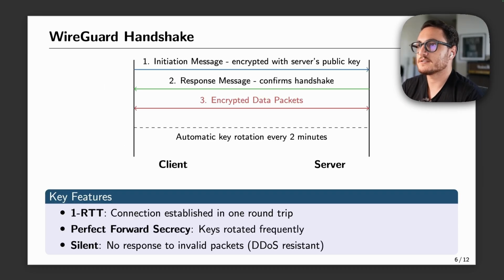The entire connection establishment can be done in one round trip time, meaning that the Wireguard client initiates the connection and sends the public key, which is encrypted with the server's private key, and the server replies with a confirmation handshake, and at that point they're both mutually authenticated and the encryption can start. One round trip time, perfect for security, silent.